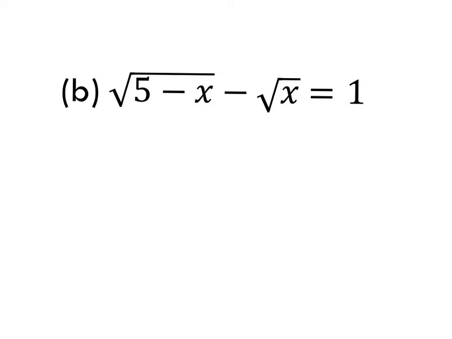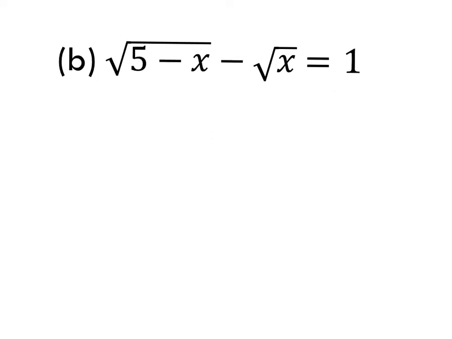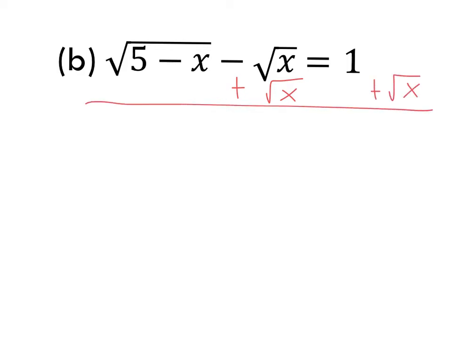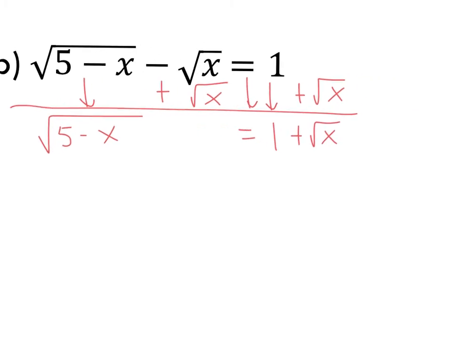Same thing with b. We're going to ask ourselves, okay, which is the scarier looking radical? Well, square root of 5 minus x looks more intense than the square root of x. So I would add the square root of x to both sides. Okay, so we'll drop down the square root of 5 minus x. We'll drop down the equal, drop down the 1, and plus the square root of x. And now we say, okay, how do we get rid of square root? Remember, you're going to square both sides.